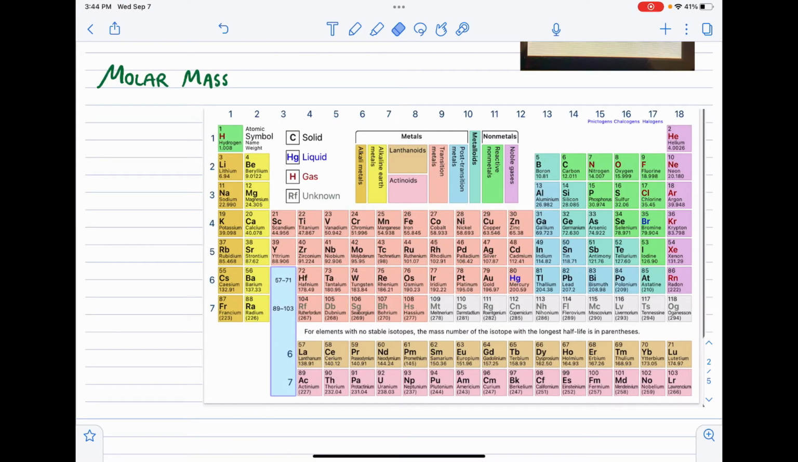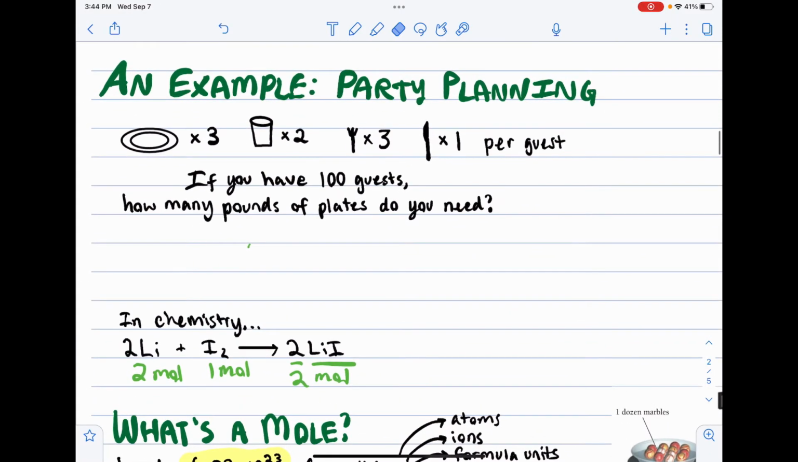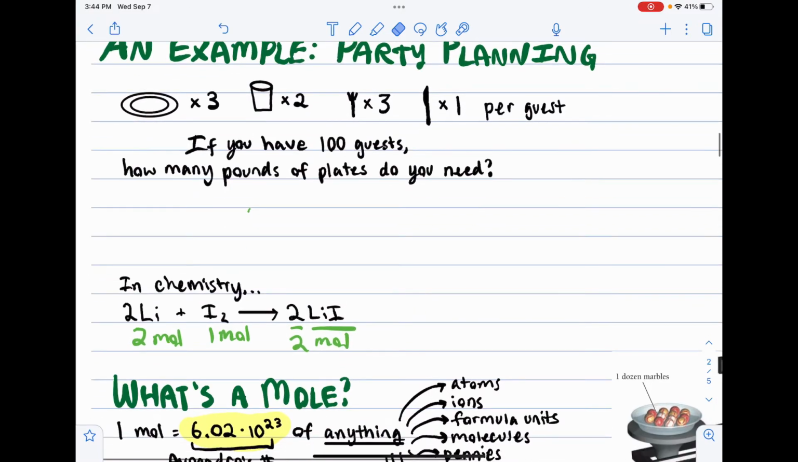Now I want to introduce a concept called molar mass. So if we go back up to our example with our plates and our party planning and my bad drawings, you might remember I asked you how many pounds of plates would you need for 100 guests? And you would say, like I would say, I don't know, how much do these plates weigh? Well, if we knew that every plate weighed, for example, 2 pounds, if we need 300 plates, it would all weigh 600 pounds. I know that number doesn't make sense. I was trying to make easy math.